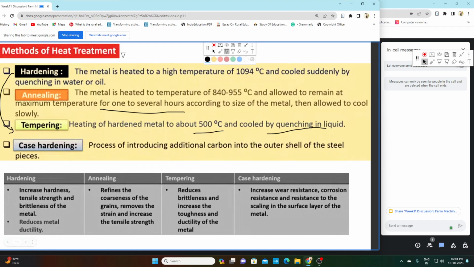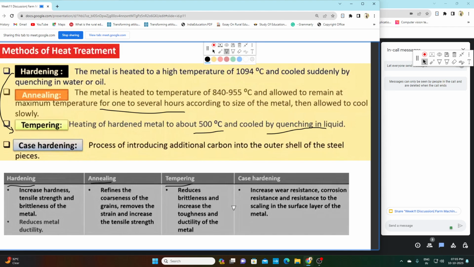Now what are the features of all these heat treatments? When we are talking about hardening, it generally increases the hardness of the material, it increases the tensile strength and brittleness of the metal, and it reduces metal ductility. Whenever we are talking about annealing, it refines the coarseness of the grain, so the grain will be fine, not coarse. It removes the strain and increases the tensile strength of the material.